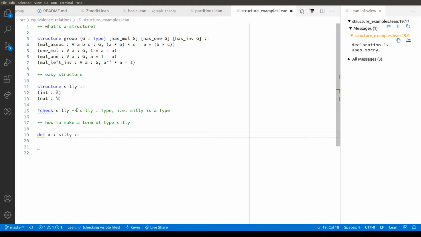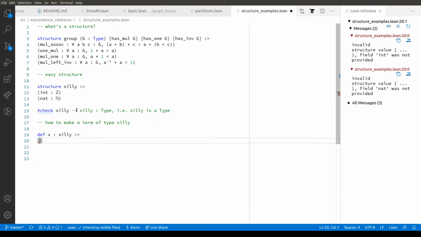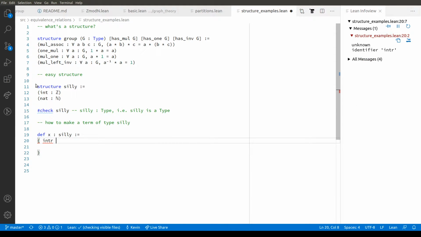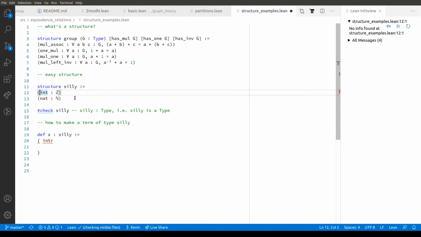And how am I going to make it? So you see, everything makes sense. That's great. Everything is syntactically correct. But how do I make a term of type silly? Well, what I have to do is, of course, I have to tell it what the integer is. Maybe this should be called sillyint and sillynat, just to be clear there.